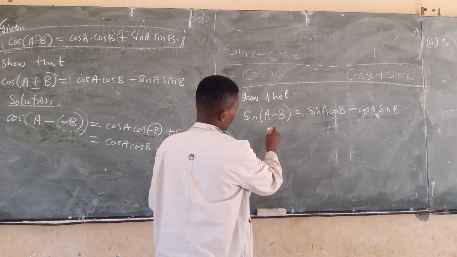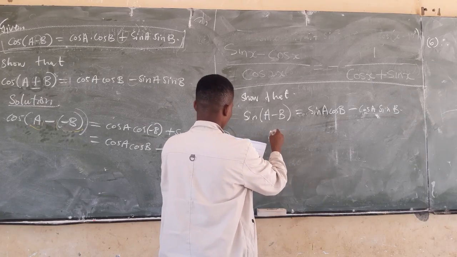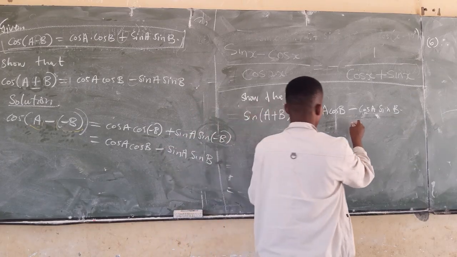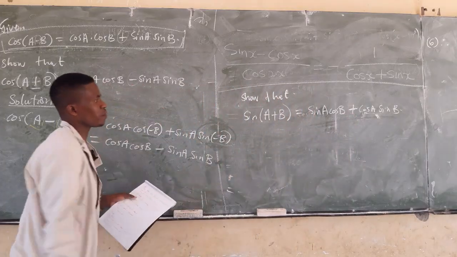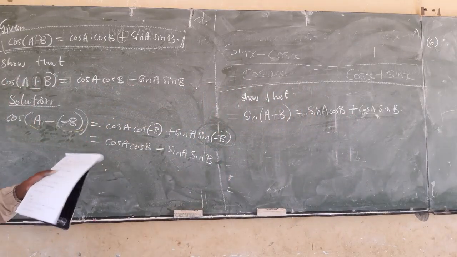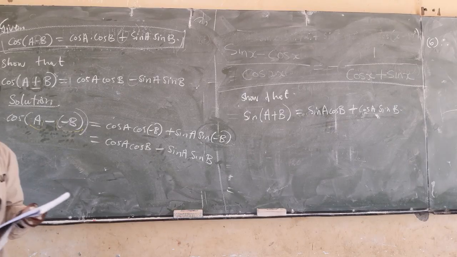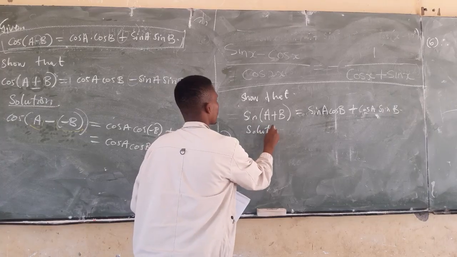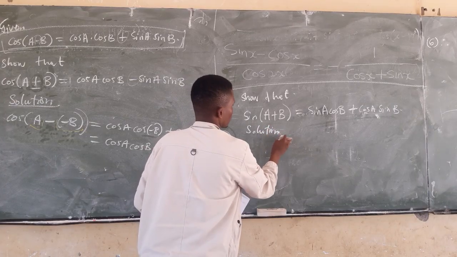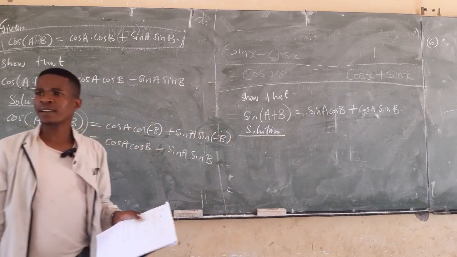This is the first one they are giving me, the one of plus. Let's use the one of plus. Let's use this one with plus. Sine of A plus B, it will give us that one, so that we can use the other part. Now, solution. Now what is the trick here?